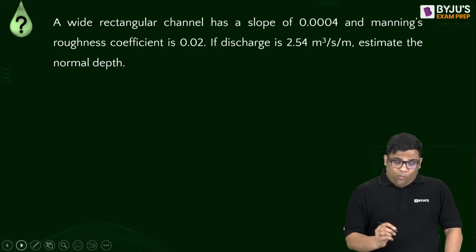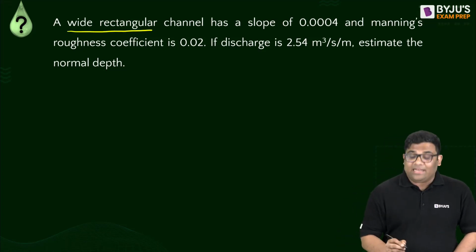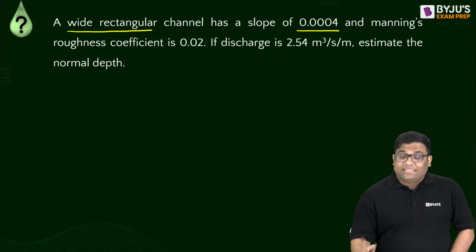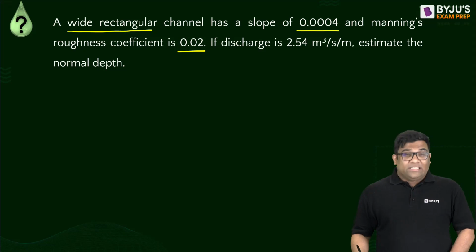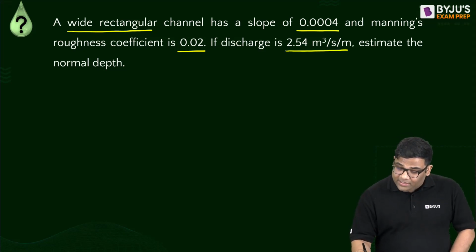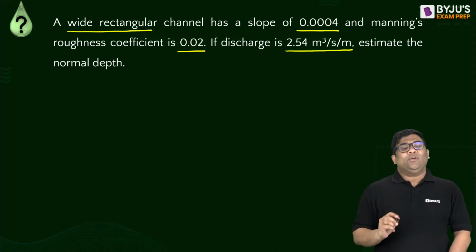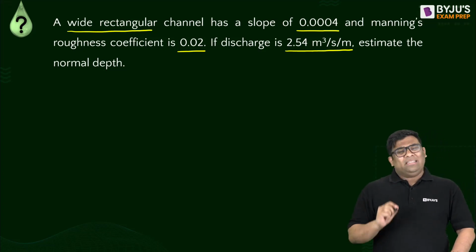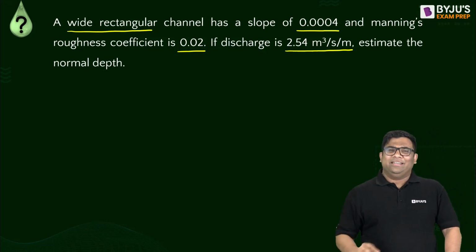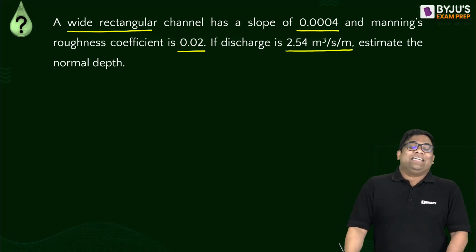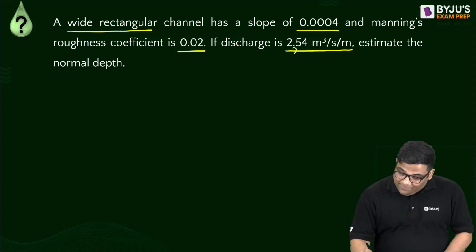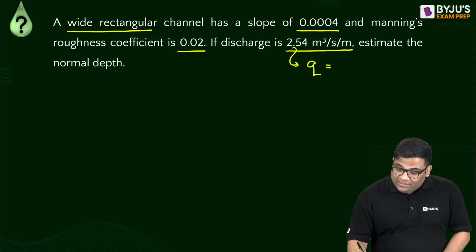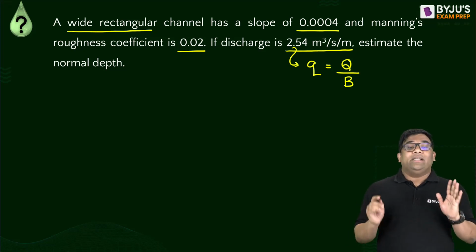What is written? A wide rectangular channel has a slope of 0.0004 and Manning's roughness coefficient of 0.02. The discharge is given 2.54 meter cube per second per meter. What is this meter cube per second per meter? Normally discharge is meter cube per second, right? Now what is this per meter? That means this is discharge per unit width, that is Q by capital B. This is discharge per unit width.